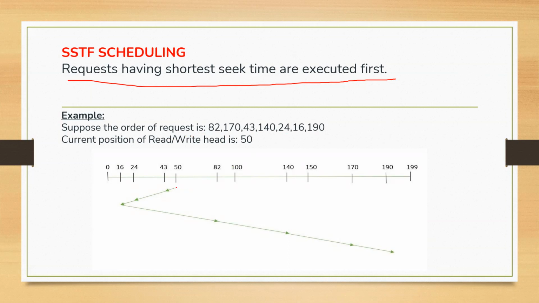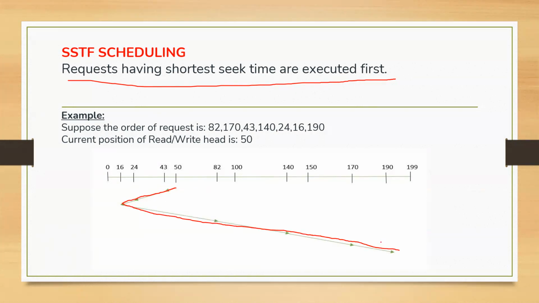We start from the current position, 50. The shortest seek time from 50, whether moving to 43 or moving to 82, is of course going to be given when you move from 50 to 43. So the arm moves like this, 50 to 43. From 43, going to 24 is shorter than going to 82. So it goes in this direction till all the requests in the queue are satisfied. This is how SSTF works.